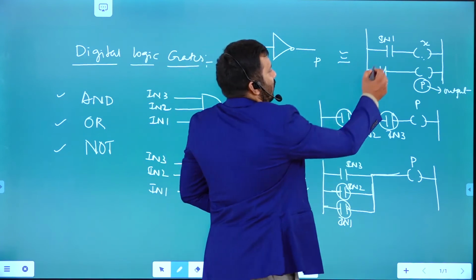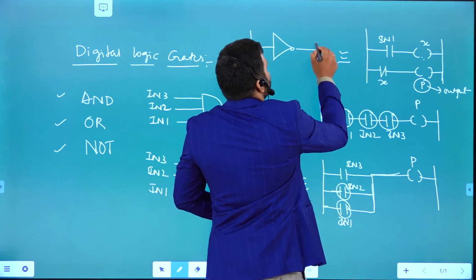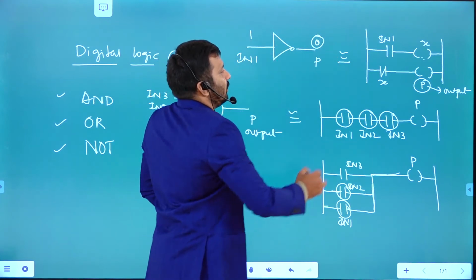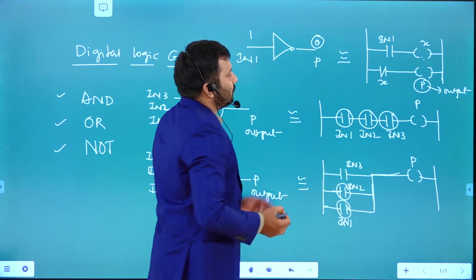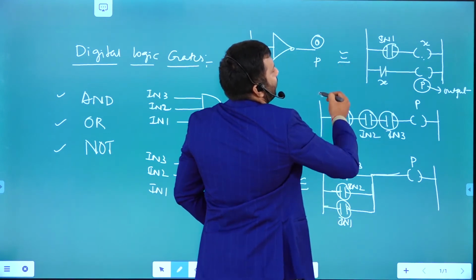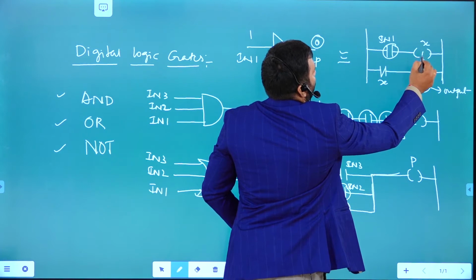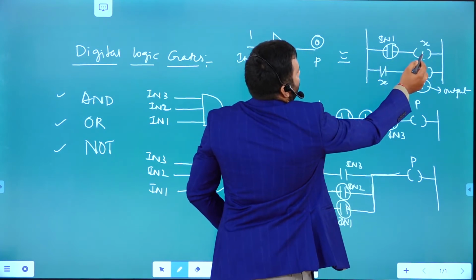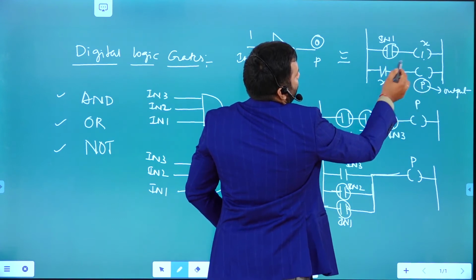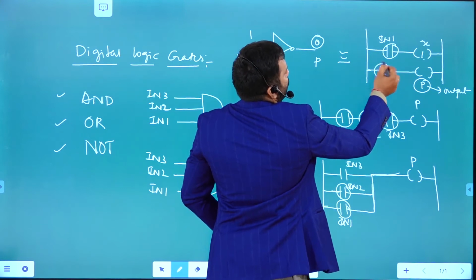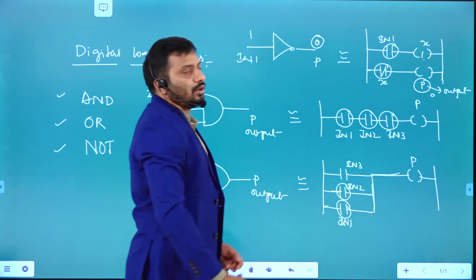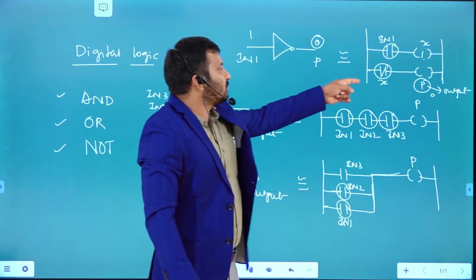Now for example, this is 1, this is 1. What will happen? According to the basic digital gate, the output you are going to get is 0. So just look at the equivalent rung here. If you activate this particular contact, the output is going to become 1. Whenever this is 1, the output is 1, but whenever this is 1, this normally closed contact is going to be open. That is the reason the output is going to become 0.